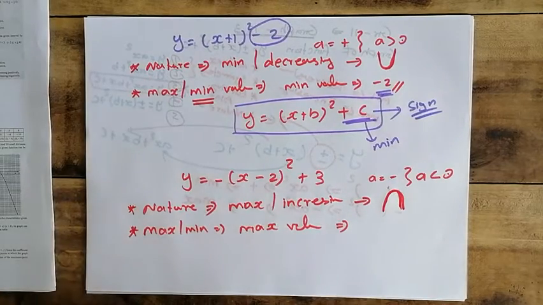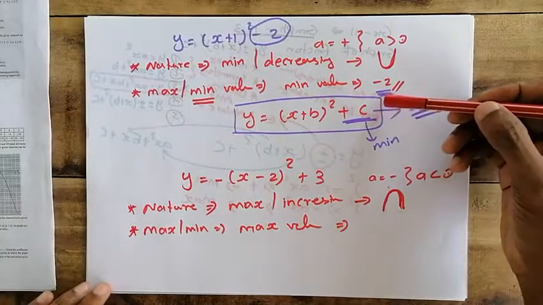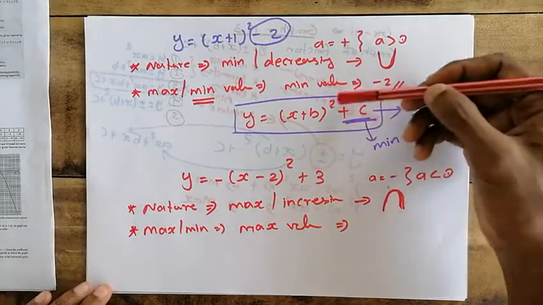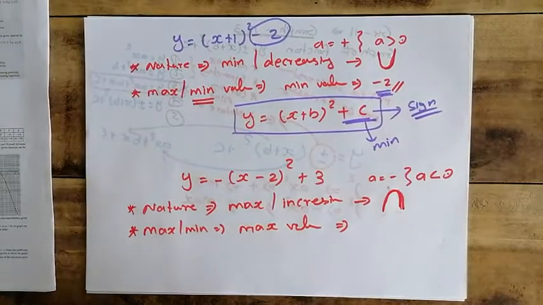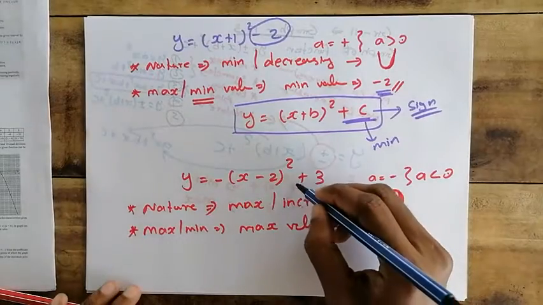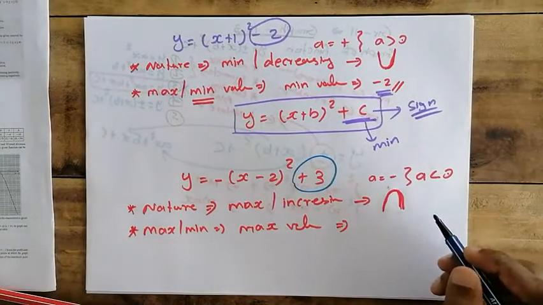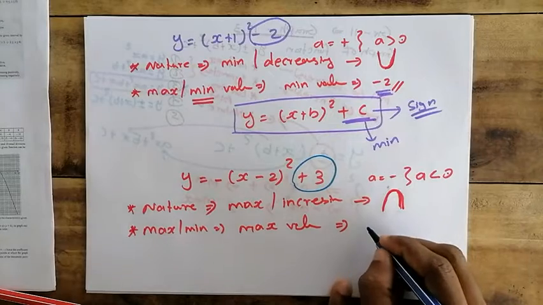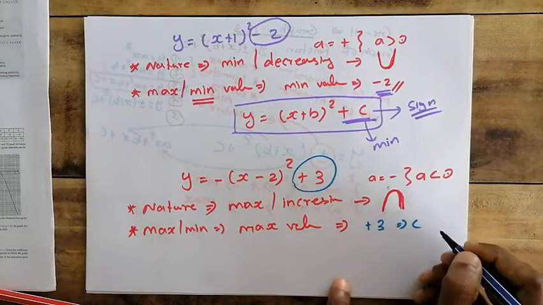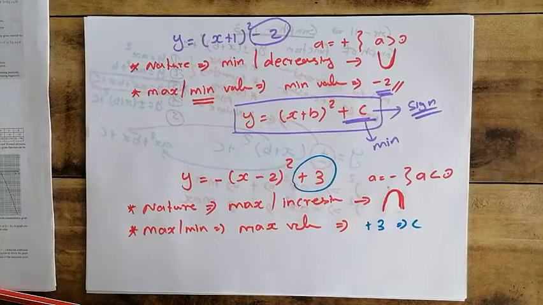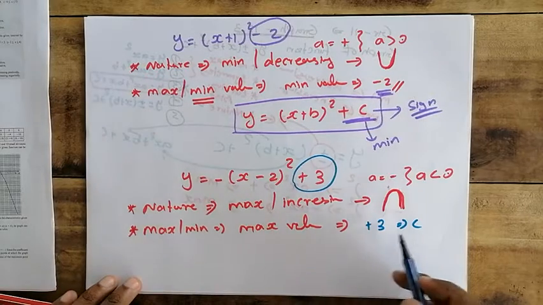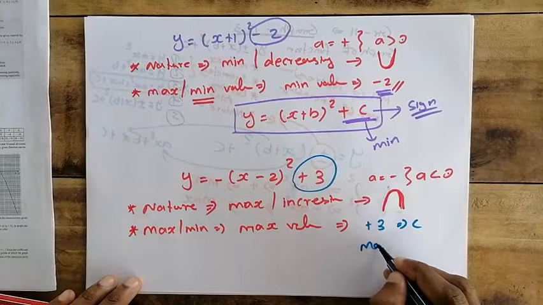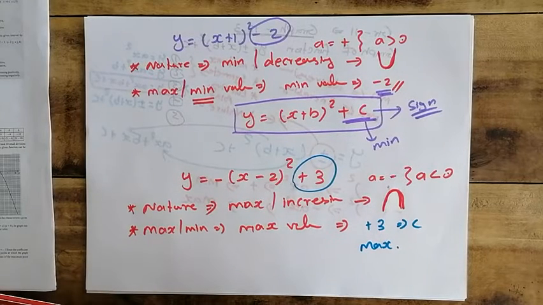Okay. So earlier we said the value of c in the equation gives the minimum value. Similarly, c gives the maximum value. So in this graph, the value of c is plus 3. The graph has a maximum point, so the value of c is directly indicating the maximum value. Okay, let's check with the graph.